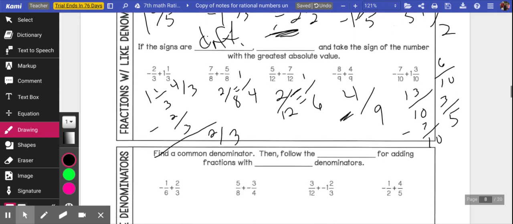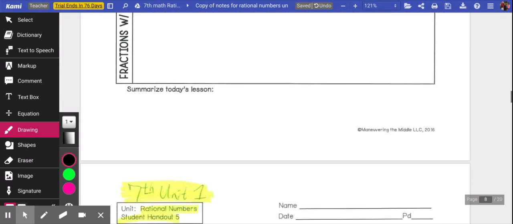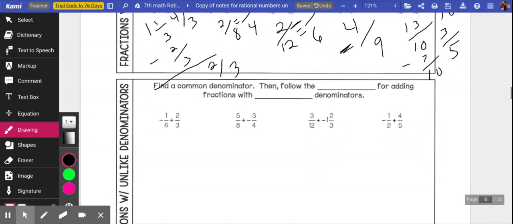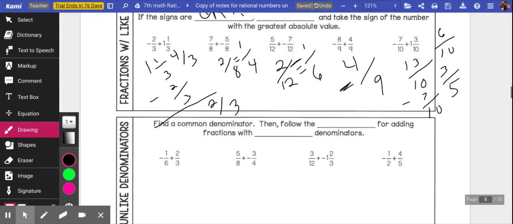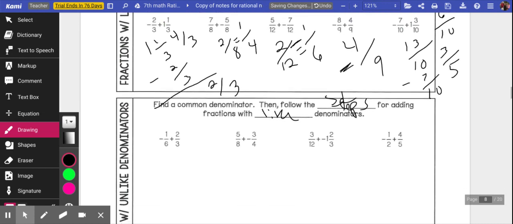Okay. So the harder ones are the ones where you have to find the common denominator, and then you have to figure out if you're adding or subtracting. So let's do this first one together. It says to find the common denominator, then follow the steps for adding fractions with like denominators. Okay, so on this one, I'm going to use 6.